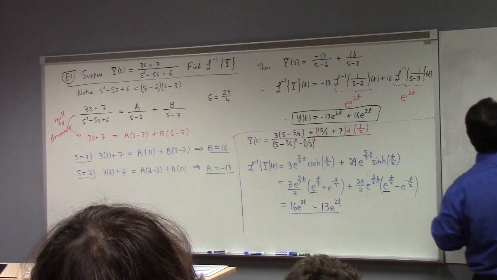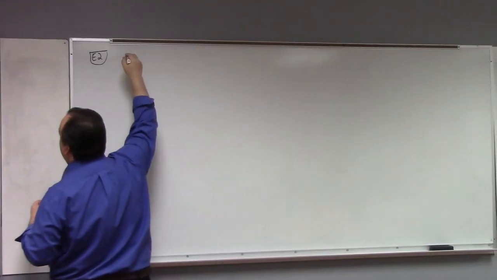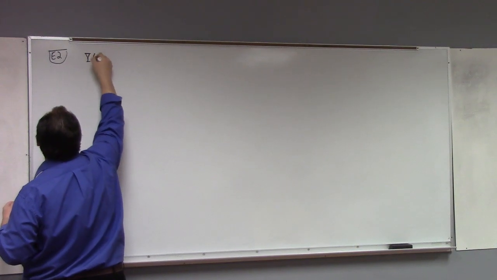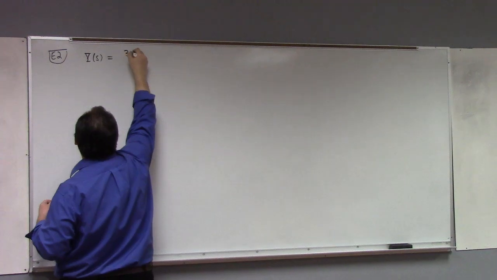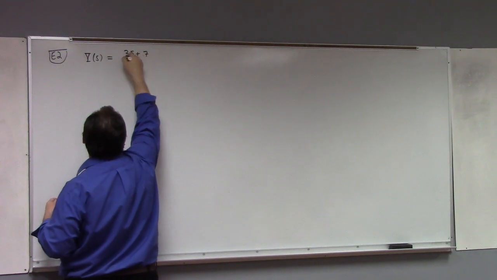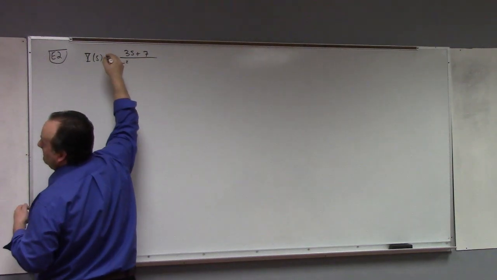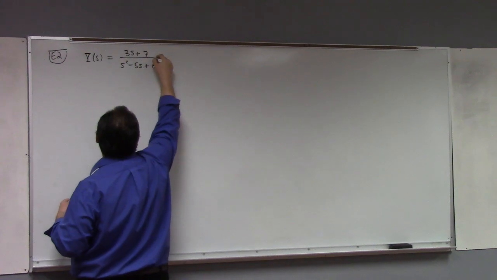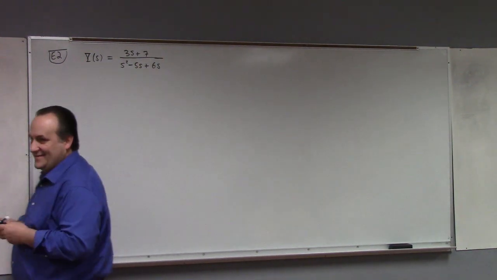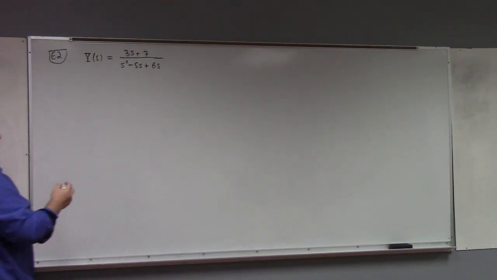So example 2. Let's try Y of s equals 3s plus 7 over s squared minus 5s plus 6s. Suppose I do that. What happens then? Let's find out, right? Again, find the inverse transform.